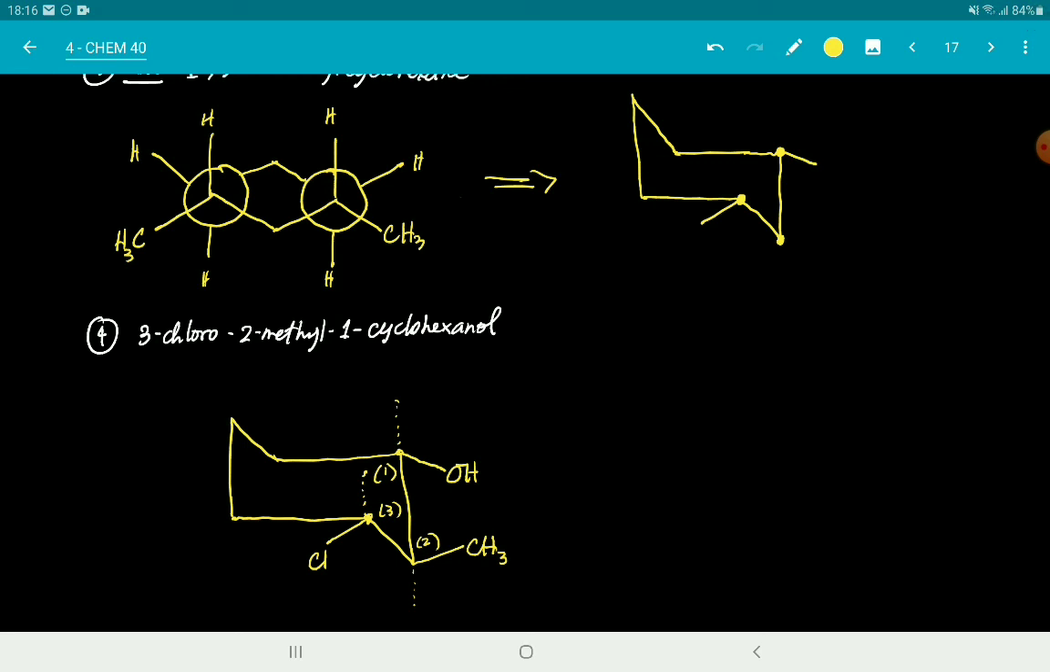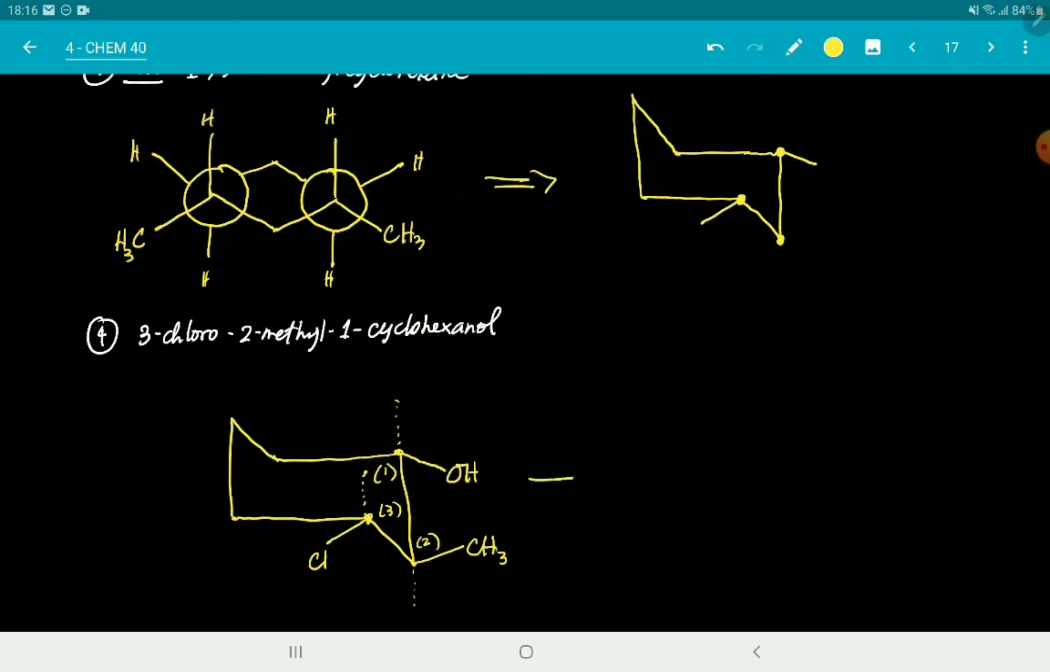Minimal ang kanilang interaction. Although may mapapansin tayong gauche interaction between OH and CH3, hindi na natin yun matatanggal dyan because of the adjacent positions of these carbons. Okay? Kahit anong flip ang gawin natin dyan, magkakaroon ka ng gauche interaction. So that is given, okay, sa structure. Hindi natin matatanggal yung gauche interaction just by changing the conformation. However, this is the more stable structure, okay?